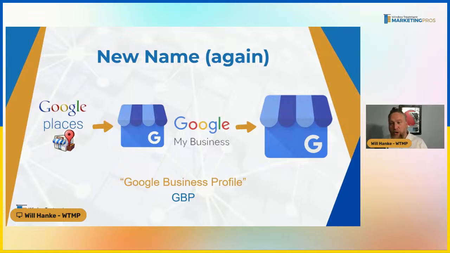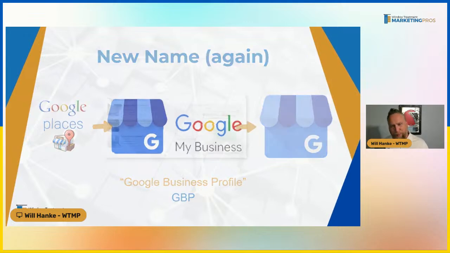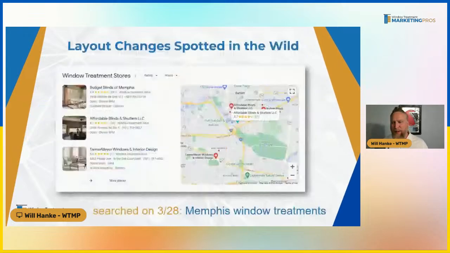It used to be called Google Maps. Then it was called Google Places, Google My Business. Now it's called Google Business Profile. So whatever you want to call it, that's the way it is.